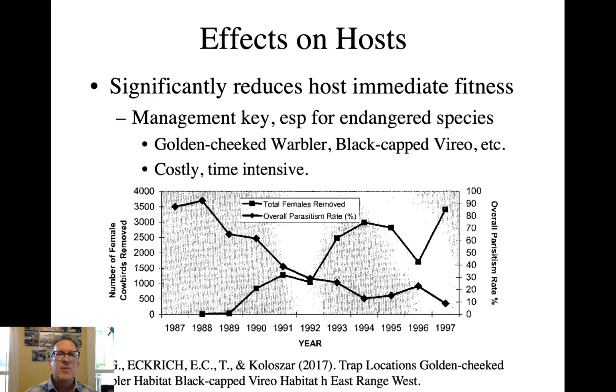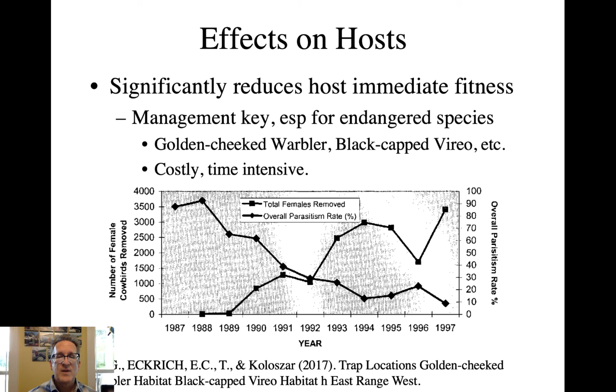This is particularly problematic for endangered species. And so a lot of, besides just maintaining appropriate habitat for golden cheek warblers and black cat vireos and Kirtland's warblers up in Michigan, there's also a huge effort into reducing the number of cowbirds in these habitats. This is an extremely costly, time-intensive management strategy, but it really is key in some populations.